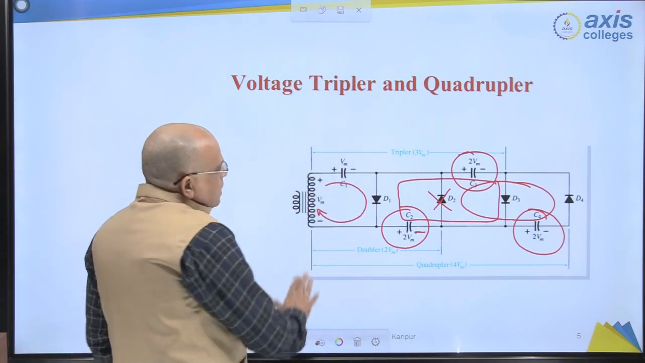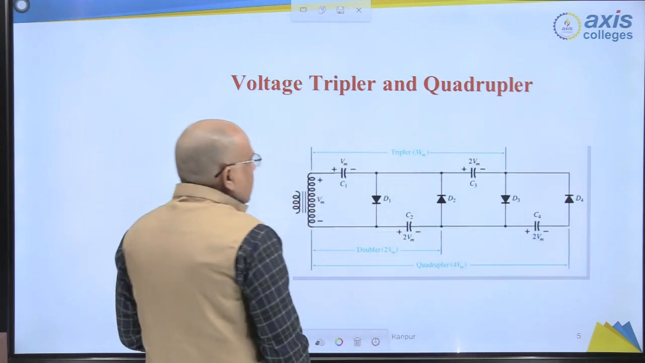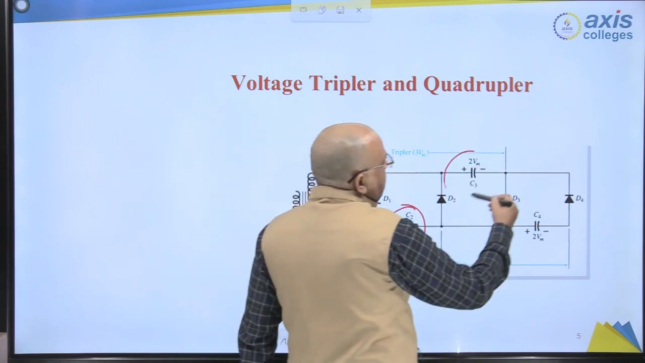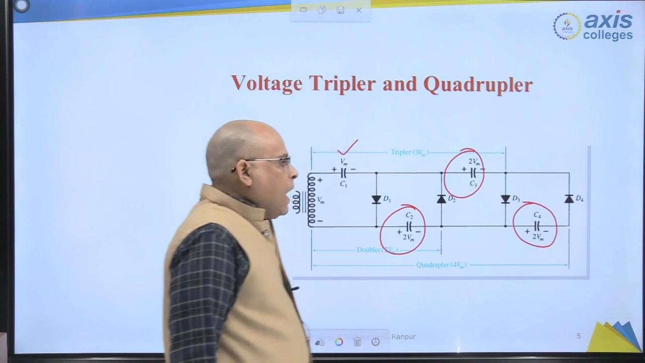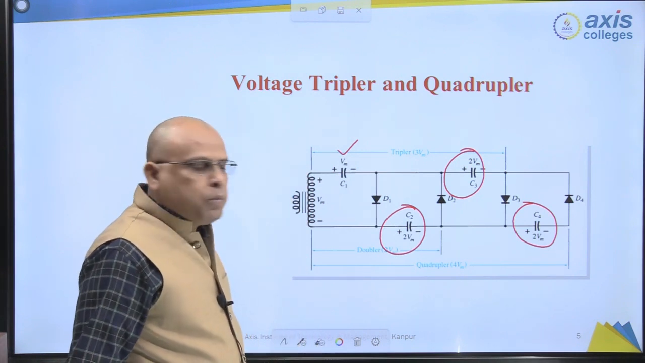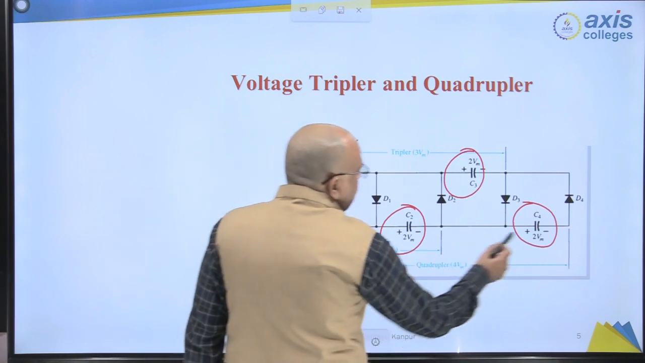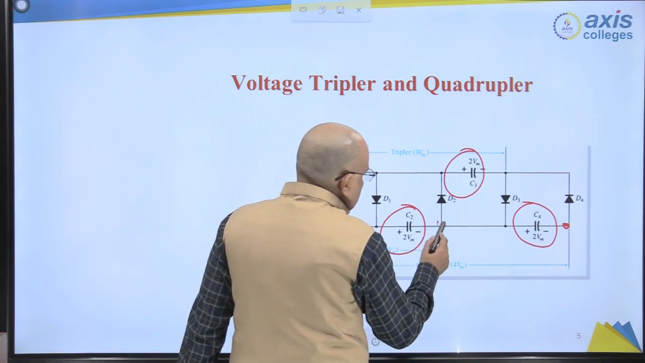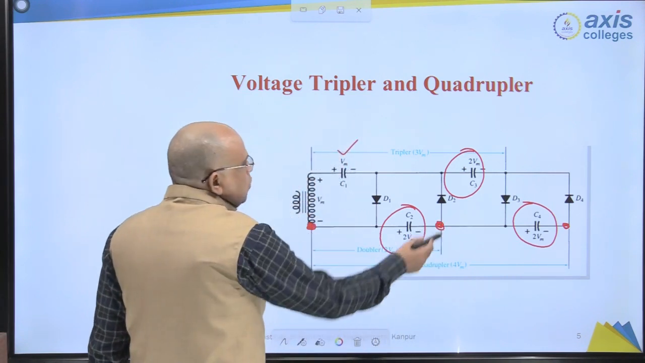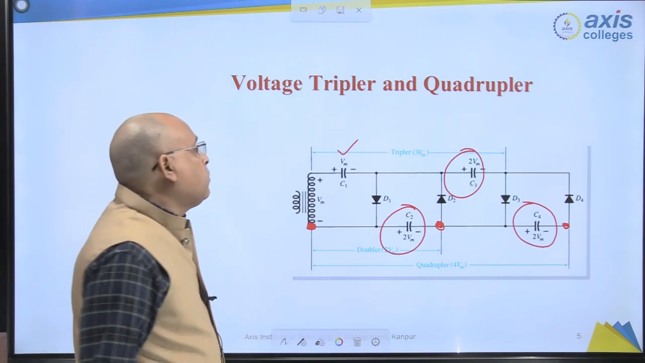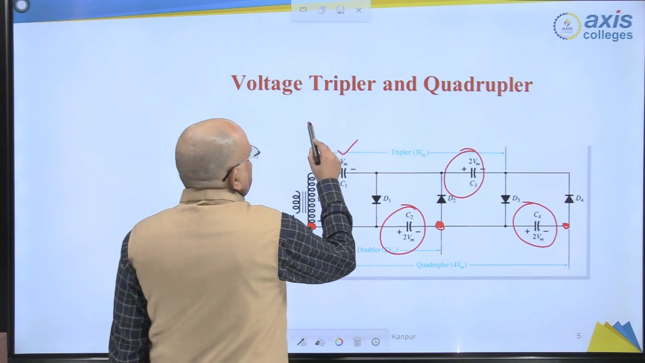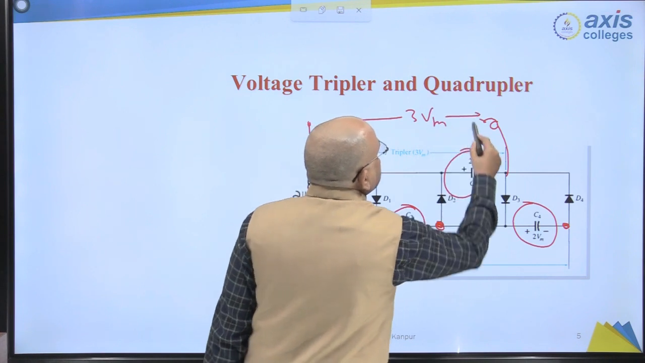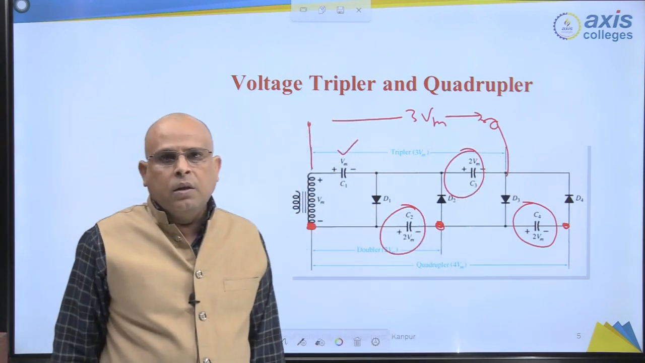So after these many cycles, this capacitor will be charged with Vm, this with twice Vm, this with twice Vm, this with twice Vm. If you wish to have 4 Vm at the output, then you can get the output from these 2 points. If you wish to have twice the input peak value, then you can have it from these 2 points, right? And if you want thrice the peak value of the input, then you can get it between these 2 points, thrice Vm. So this is how the simple circuits called voltage multipliers work.